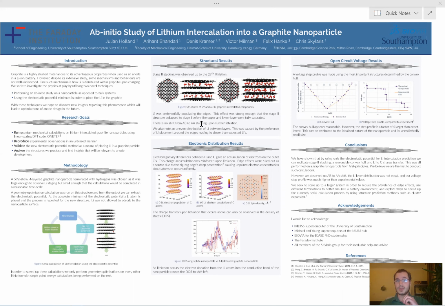In terms of our results, we saw a nice stage 2 structure being formed initially. However, there was a congregation of lithiums around the edges of the nanoparticle. This we believe is in part due to the choice of termination, which is the hydrogen atoms, and this slight electronegativity difference ended up polarizing these outer carbon atoms, which led to lithiums congregating around here. And then this effect was exacerbated the more lithiation that occurred.